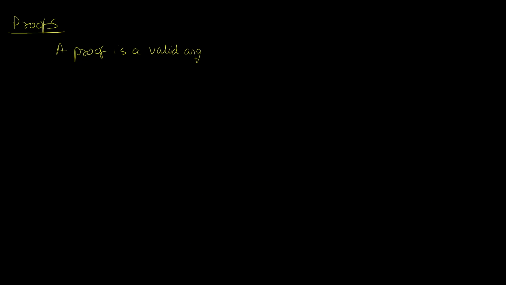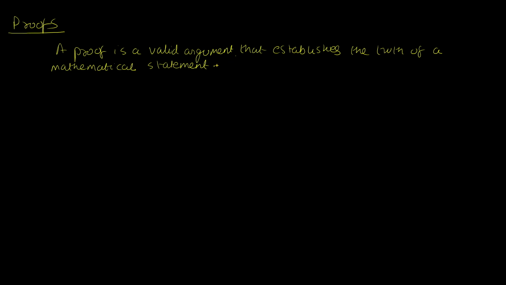A proof is any valid argument that establishes the truth of a mathematical statement. So we already know what an argument is. An argument is a set of premises followed by a conclusion. And a valid argument is the one where the conclusion can successfully be inferred from its premises. And therefore the method of proof is the process of providing that valid argument to establish the truth of a mathematical statement or a fact.